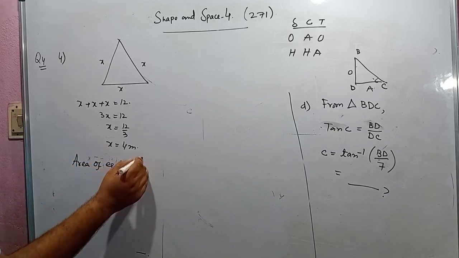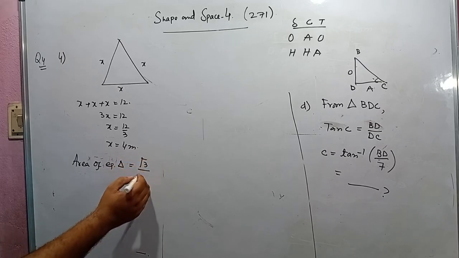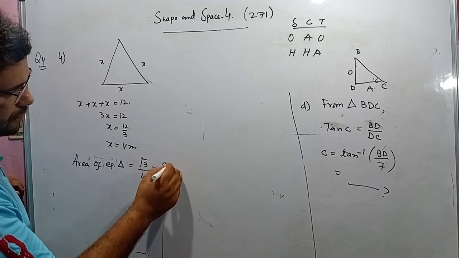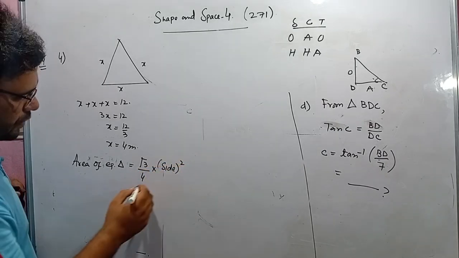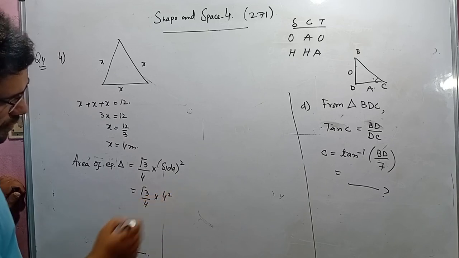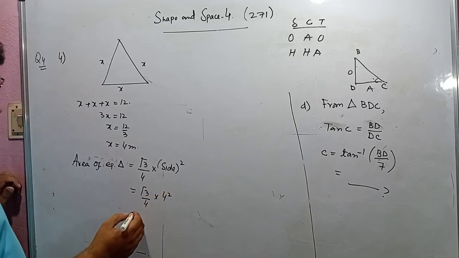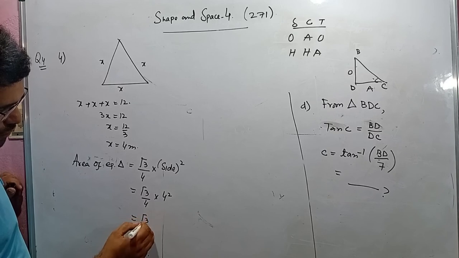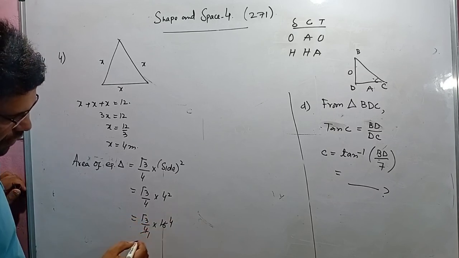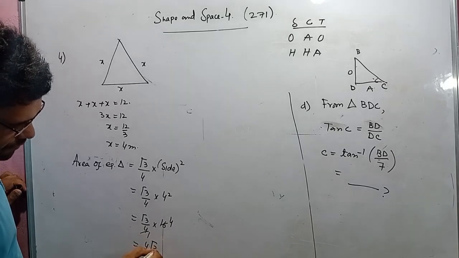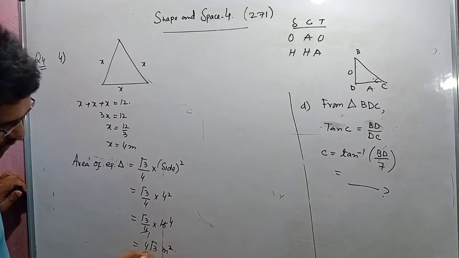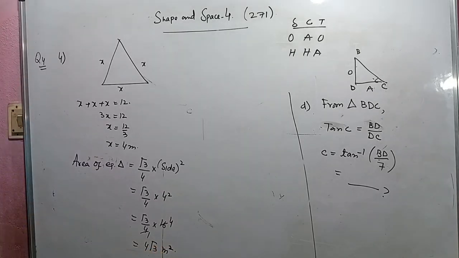Area of equilateral triangle. There is a perfect formula. Area is root 3 by 4 into side square. So that is what? Root 3 by 4 into 4 square. What you will get? That is root 3 by 4 into 16. 4 1s are 4, so 4 root 3 meter square. Or you can use the calci, 4 into root 3. You will get the answer of this.